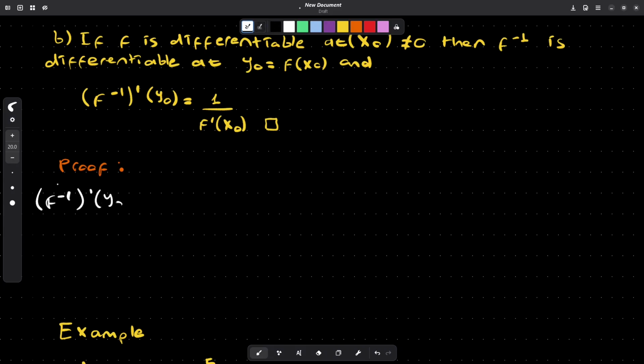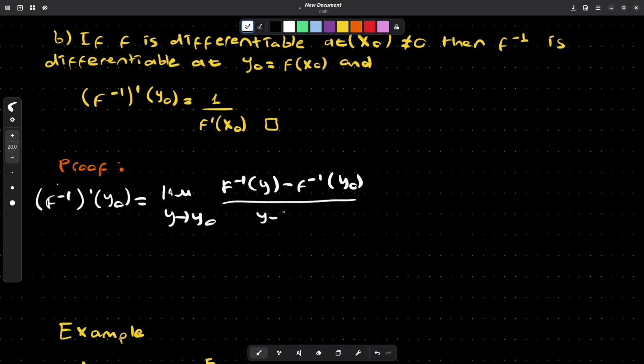We want to differentiate an inverse function. By the limit definition, (f inverse(y) minus f inverse(y0)) over (y minus y0) as y approaches y0. I can write this as x approaches x0 this time. I know f inverse(y) is x, f inverse(y0) is x0. This is over f(x) minus f(x0), since y is equal to f(x) and y0 is equal to f(x0).